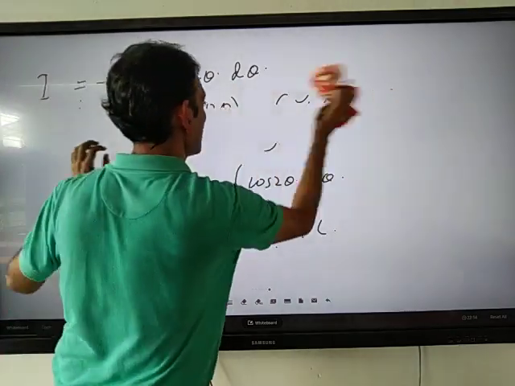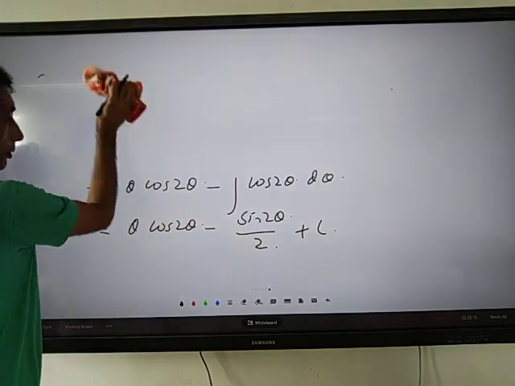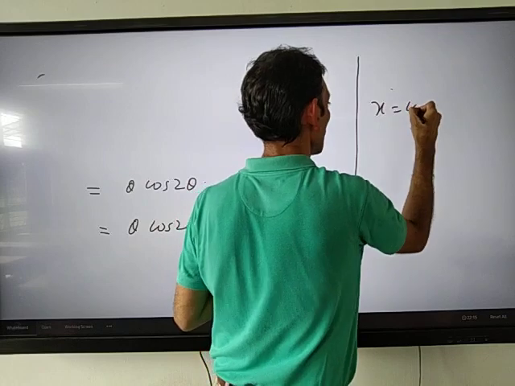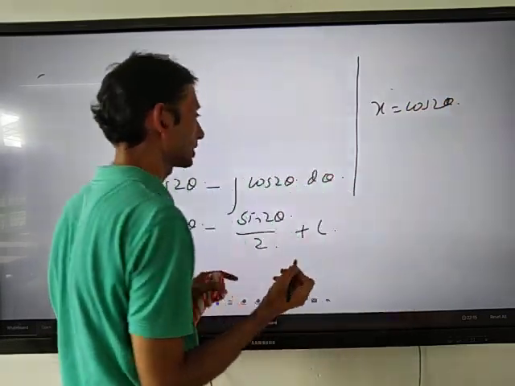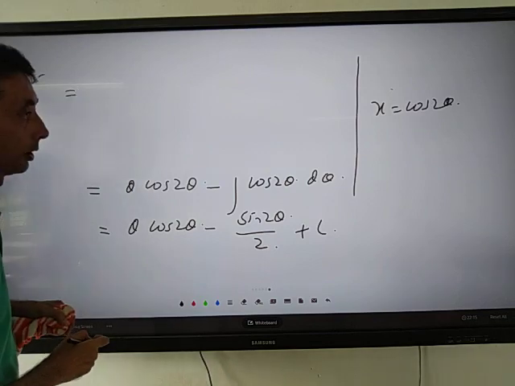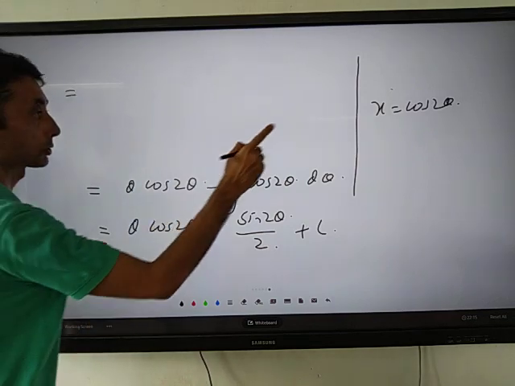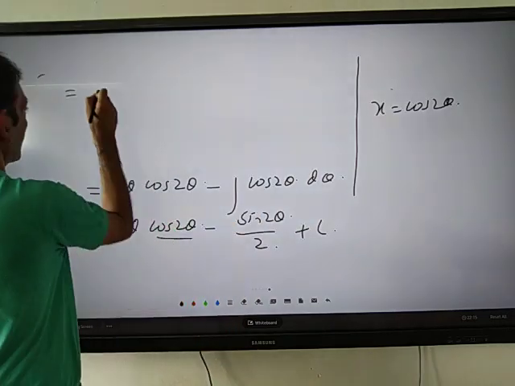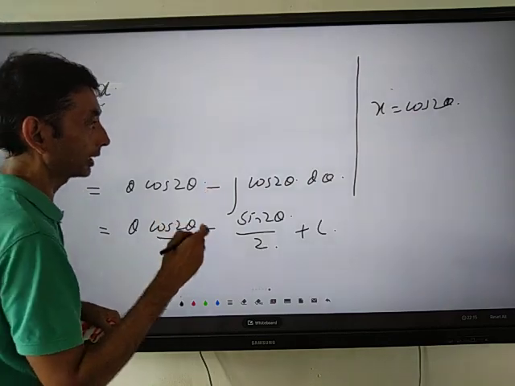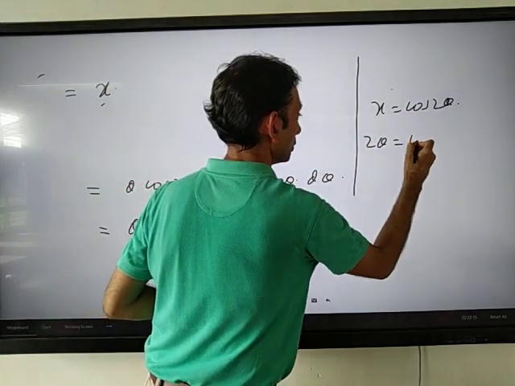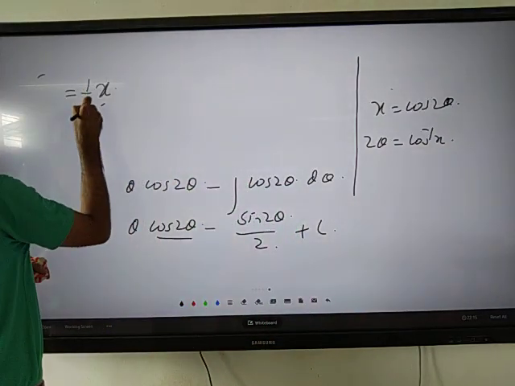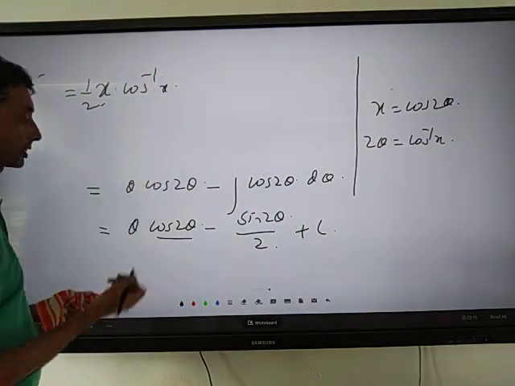Only one thing is left: you need to substitute a value. What do you substitute in this case? For this question, we substitute x equal to cos 2 theta. What is the value of theta now? We know that cos 2 theta is x. So 2 theta is equal to cos inverse x, so theta is half cos inverse x.